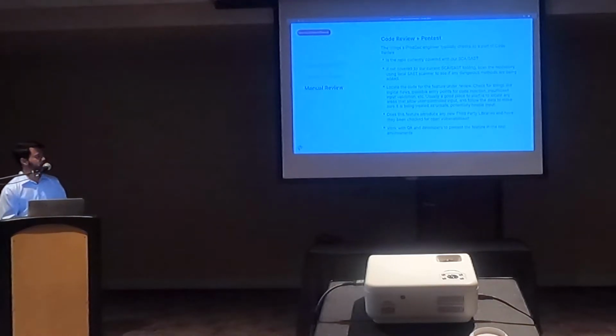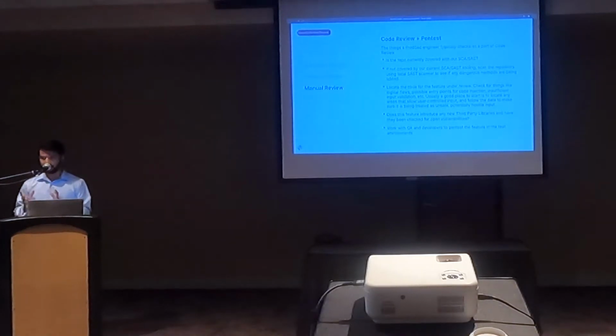Now, one thing to note in this phase is we do have SAST tools to identify low-hanging fruits quickly. But for the most part, the whole process is pretty manual. And we check for things like possible entry points for the code injection, insufficient input validation, the business logic flaws, which are not typically covered by automated testing.